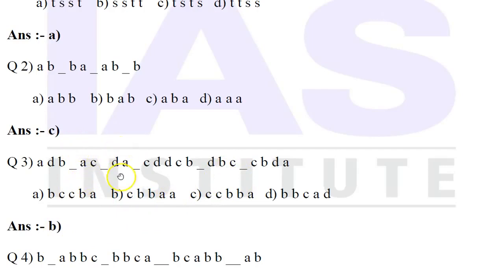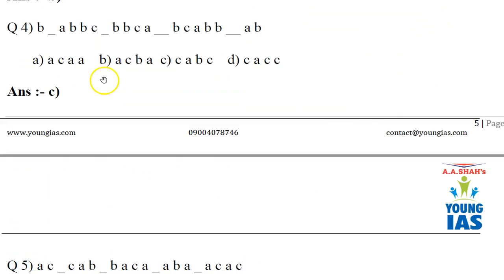Please split this with a pencil. It would be easy for you all while solving. Fourth question now. B dash A, B, B, C dash, B, B, C, A dash, B, C, A, B, B dash, AB. So now if you observe here, count the number of terms.